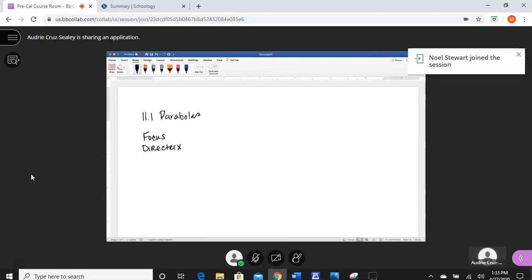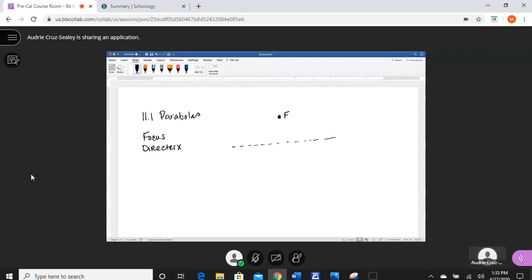So the fixed point is called the focus. Let's say that you had a point, and I'm going to call this the focus. And then I have this line, and I'm going to call this the directrix. This point right here is equidistant. This distance is equal to this distance. And if I keep drawing, here's another point. This distance is equal to this distance. Here's another point, and they'll just keep being equal. They have to be equidistant from the focus and the directrix. You would come up with a picture that looks like this, which would be the parabola. So that's what a parabola is.